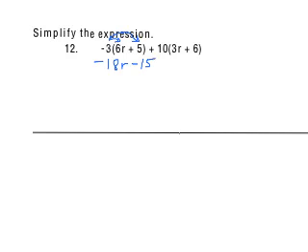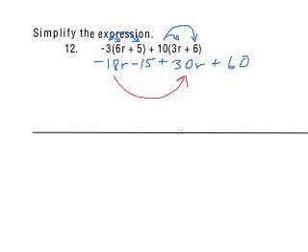Okay, now we've got the other one to do. 10 times 3r, and then 10 times 6. 10 times 3r is 30r. 10 times 6 is 60. Now we're going to combine like terms. And the like terms, as you can see, are the two r's and the two constants, the two numbers. We can't combine the numbers with the r terms because we don't know what r is.